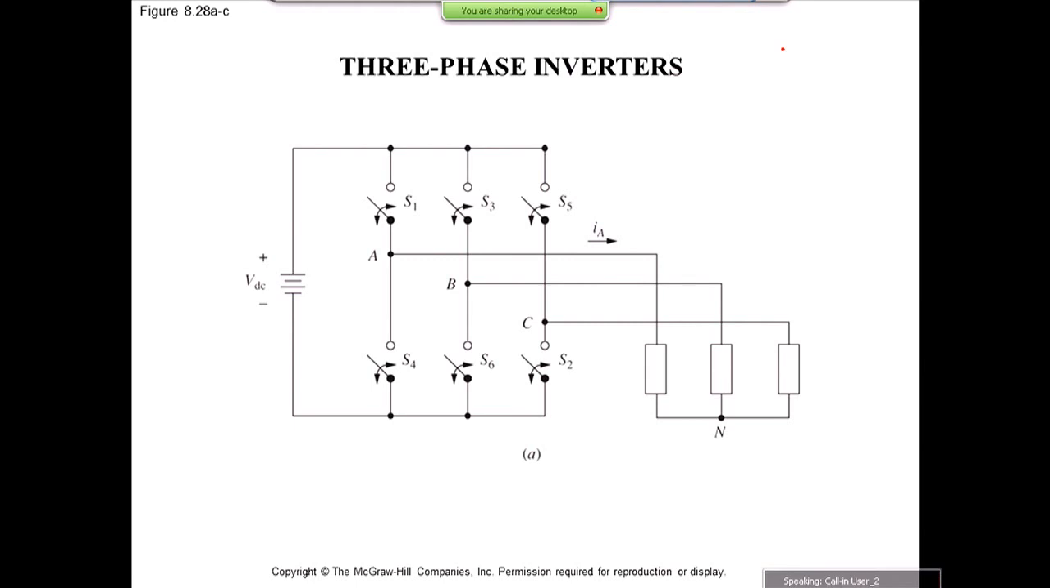You have basically three legs. Let's call them leg A, leg B, and leg C. And each leg is comprised of two switches. So if you really want to physically realize the switches, these are all IGBTs, anti-parallel with a diode. So I have the same thing over here as well.